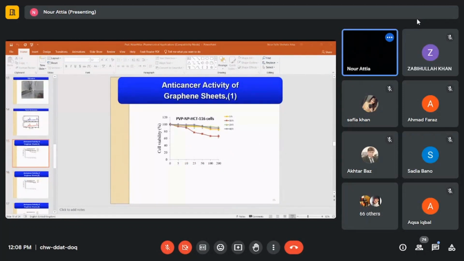Anti-cancer activity. Now slide number 15, okay? You see, right?